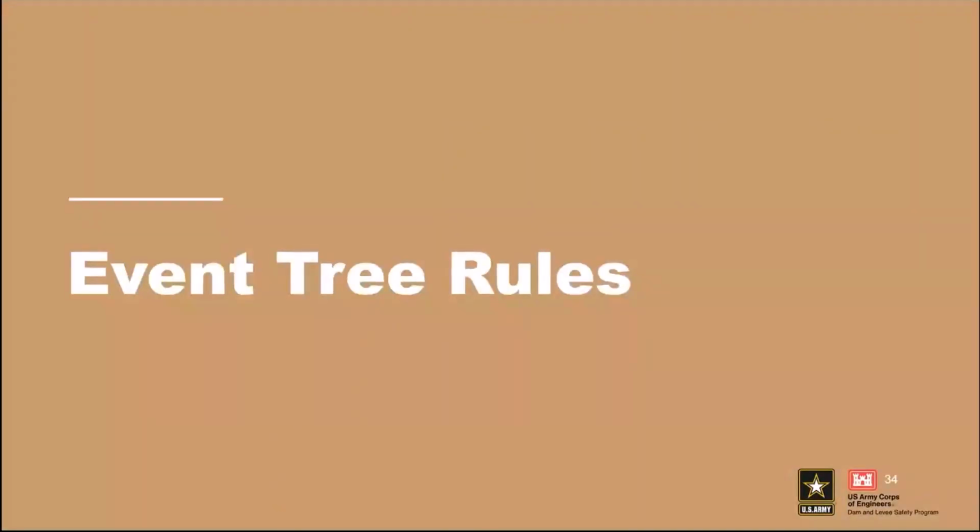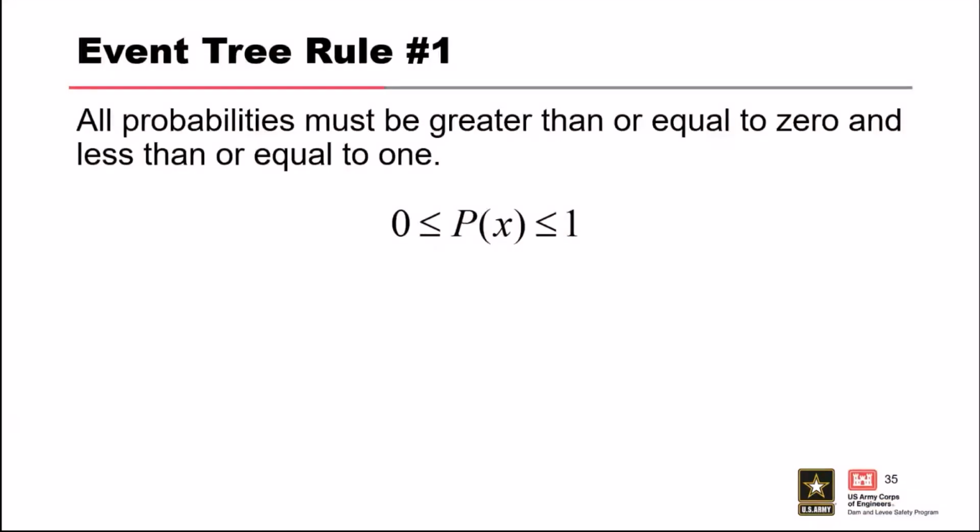So next we're going to discuss some basic event tree rules that we need to keep in mind as we're developing our event trees. The first rule is that all event tree probabilities must be greater than or equal to 0 and less than or equal to 1. So this is a pretty basic rule, but it's very important to remember.